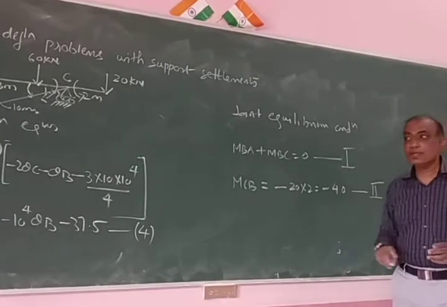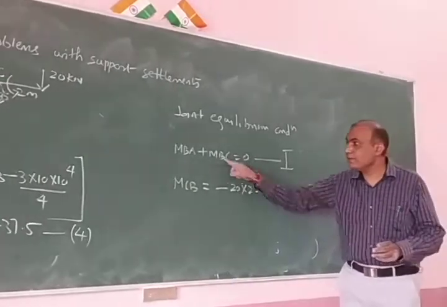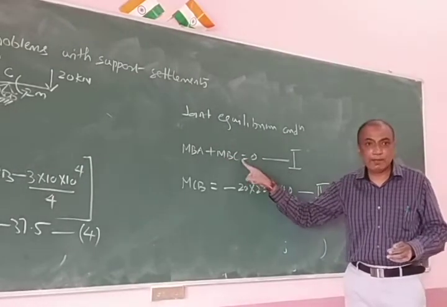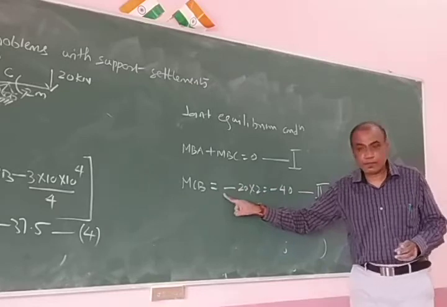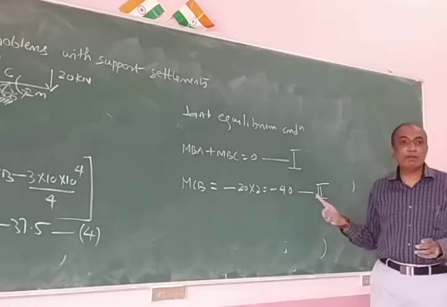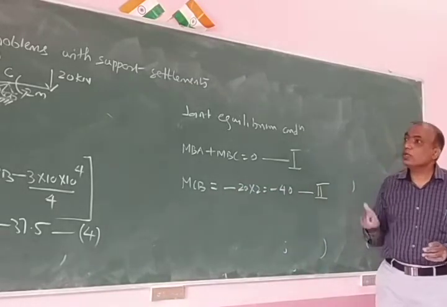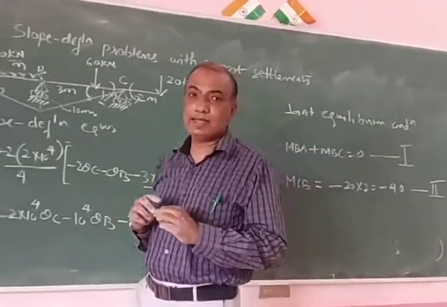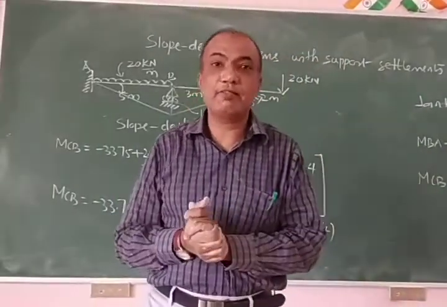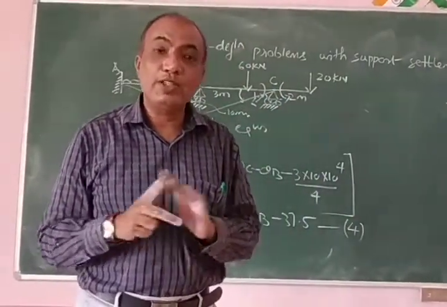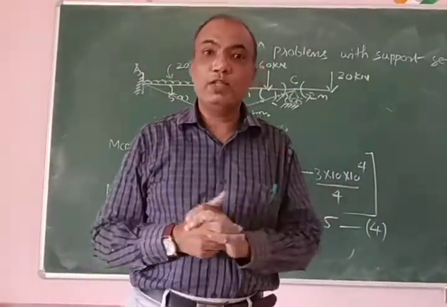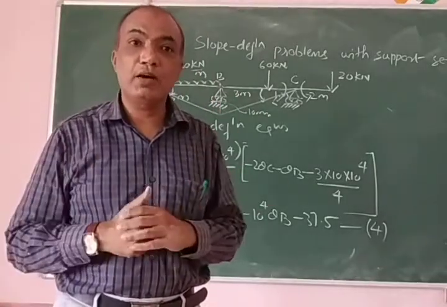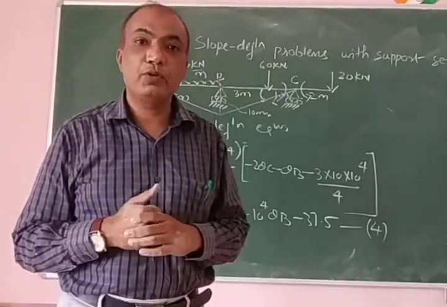So what you need to do is you solve these two equations. Simplify this. MBA, you know already. You know what is MBC. Add, then simplify. Then MCD is equal to minus 40. So simplify. You are going to get the two unknowns theta b and theta c. That means solving these simultaneous equations using a calculator. Once you get theta b and theta c, go back to the slope deflection equations, get all the four moments, and then we will see how to draw bending moment diagram and how to draw shear force diagram.